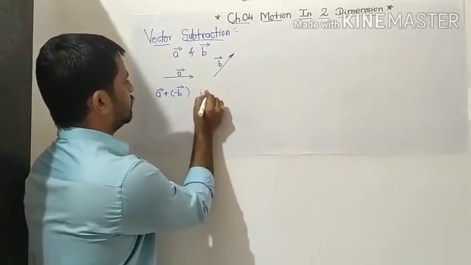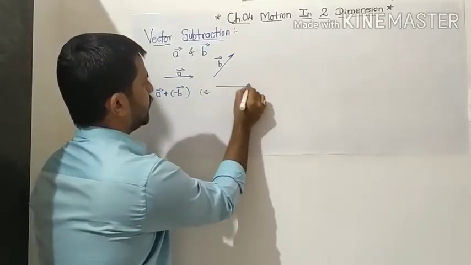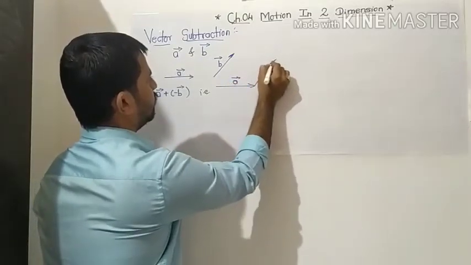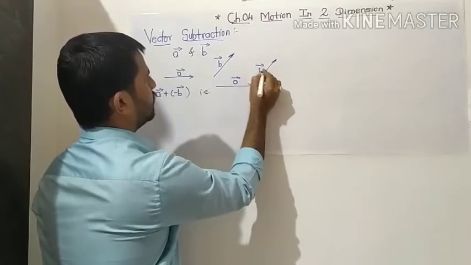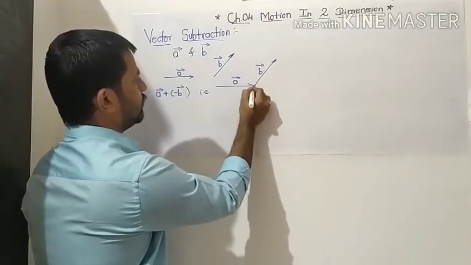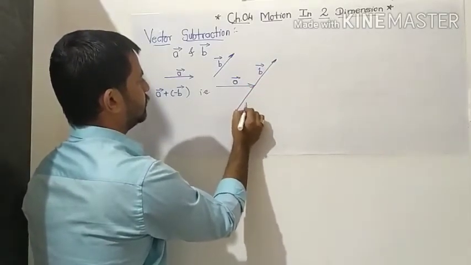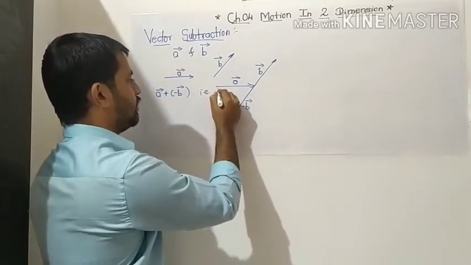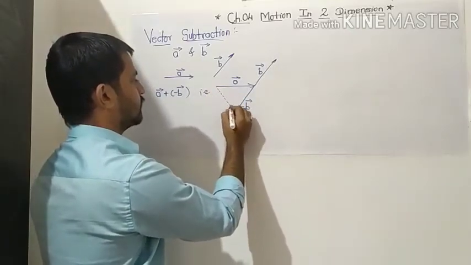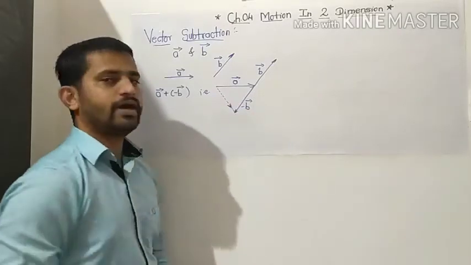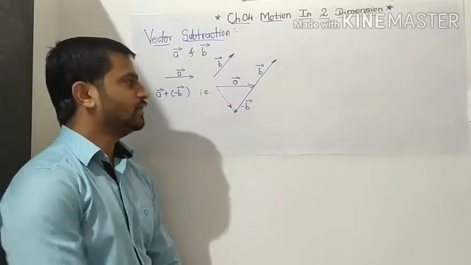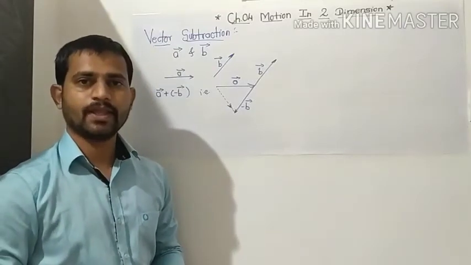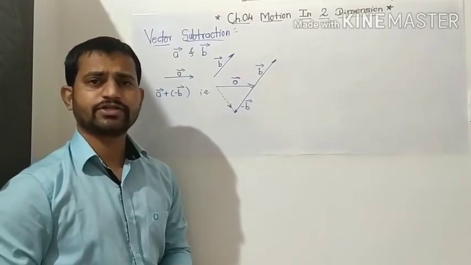This is the vector A. Then for the vector B, we show the minus vector B here, and we just have to find this resultant. This is the vector subtraction.